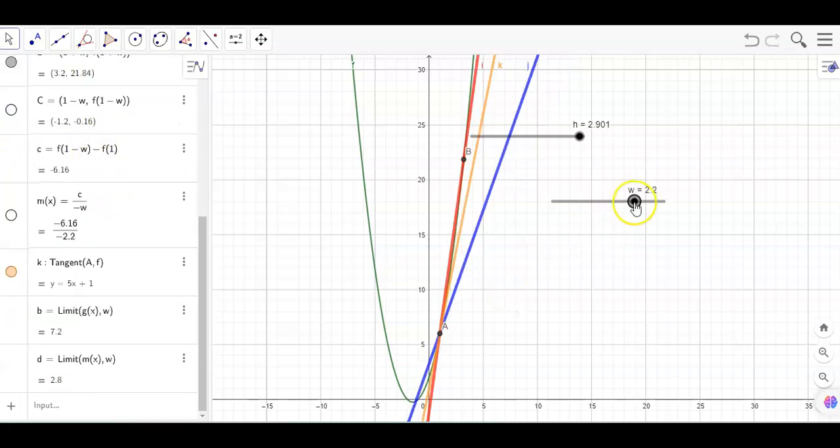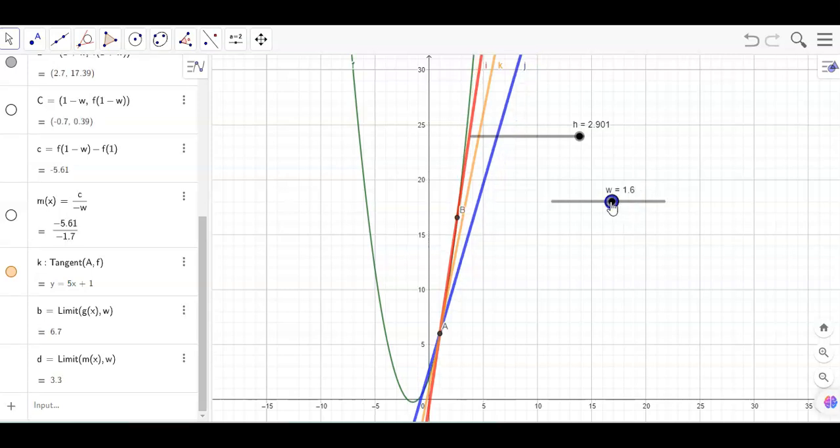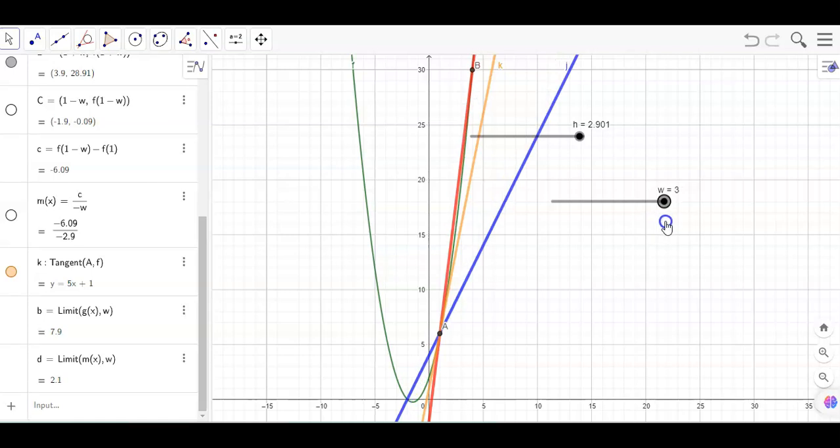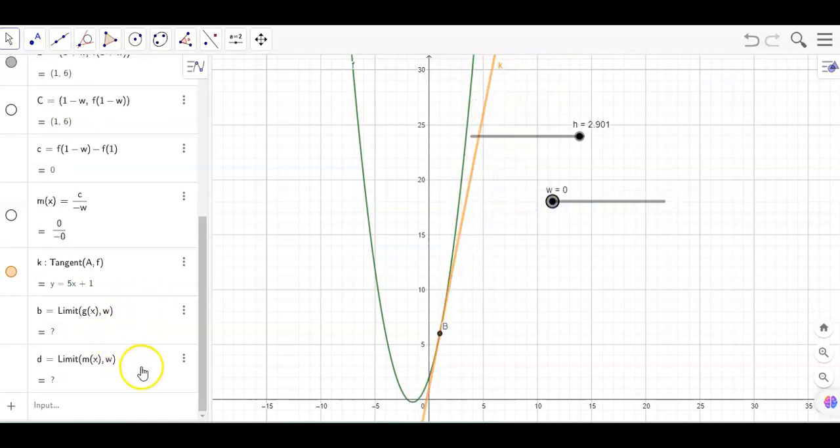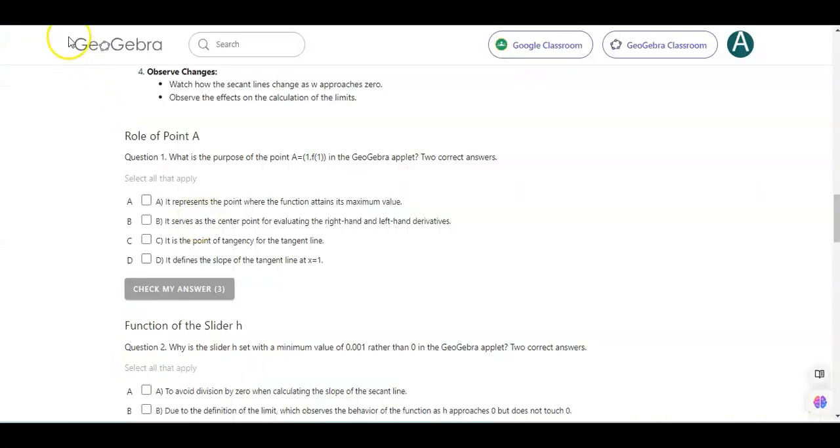Now let's move the slider W to the minimum value 0. So what did you notice to the limit calculations here? Yes, we will have question marks for the calculation of the limits for the right-hand derivative and left-hand derivative.